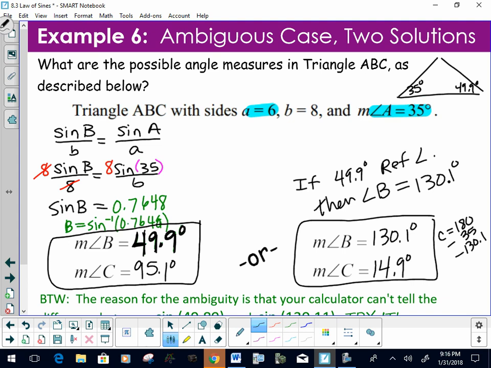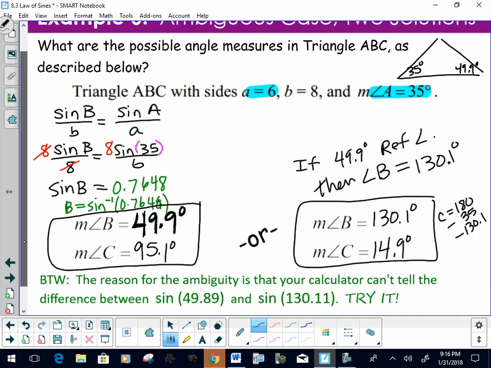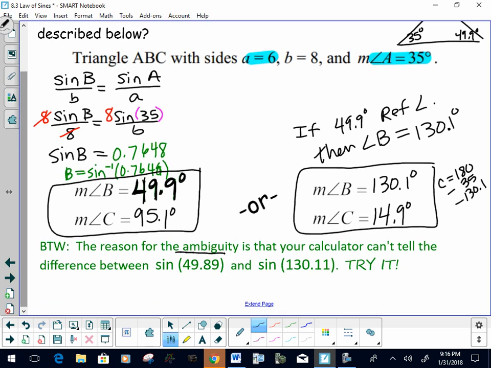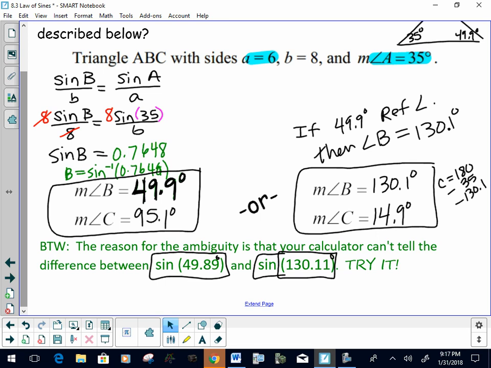So in this case, there are two possible triangles. Part of the reason for this ambiguity is reference angles. Your calculator, when it's thinking about sines, can't tell the difference between the sine of 49.89 degrees and the sine of 130.11 degrees. To your calculator, those two things are the same. So when you're doing an inverse sine, your calculator won't differentiate between the two.